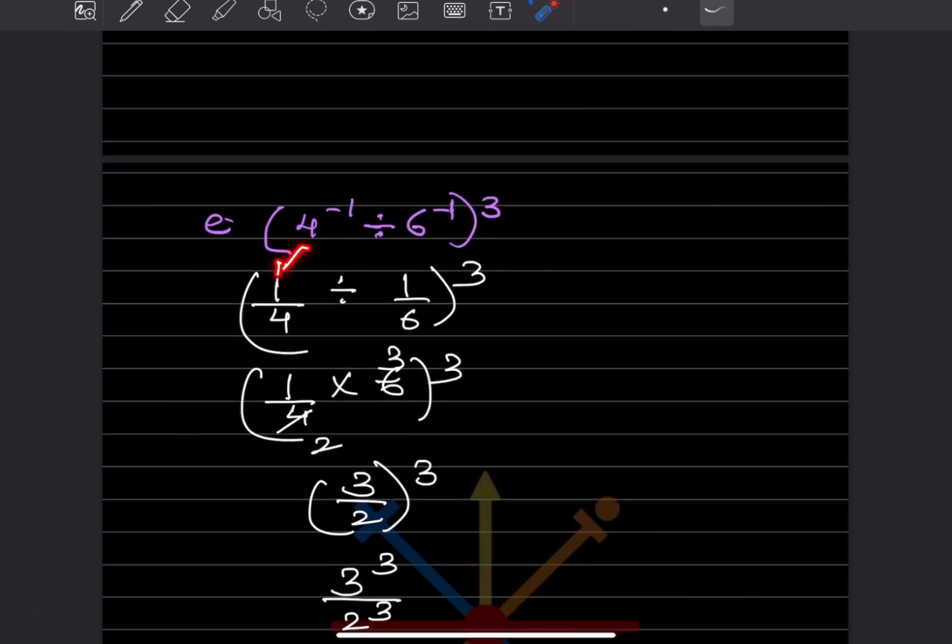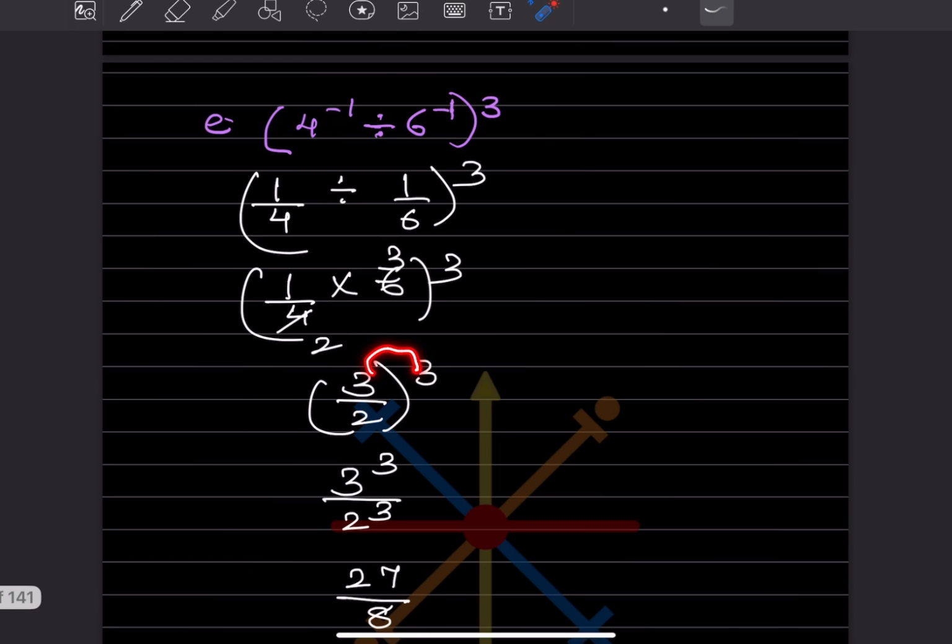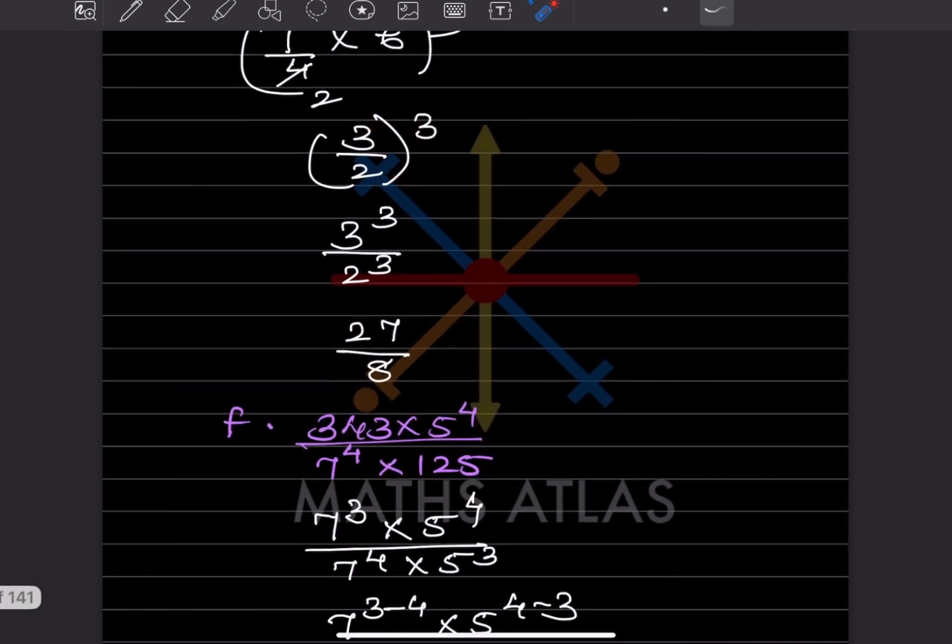Now here we write 1 by 4, this is the same, 1 by 6 raised to 3. Now see, this is the left hand side and this is the right hand side. Always, in fractions, on the left hand side we keep the same, and on the right hand side, whenever there is division, we make it multiplication. Since we make this multiplication, this will get flipped over, that is 6 by 1, that is going to be 6 raised to 3. So this will be 2 2s and 2 3s, so that will be 3 by 2 raised to 3. So that will be 3 raised to 3 divided by 2 raised to 3, this is not 9 but 27, divided by 8.